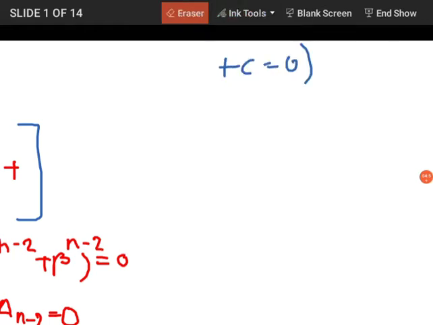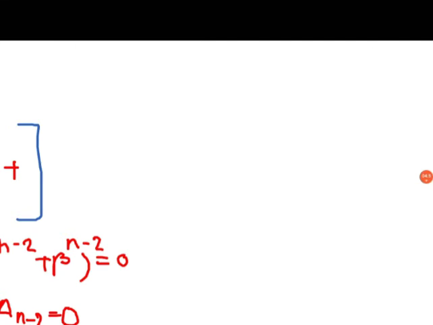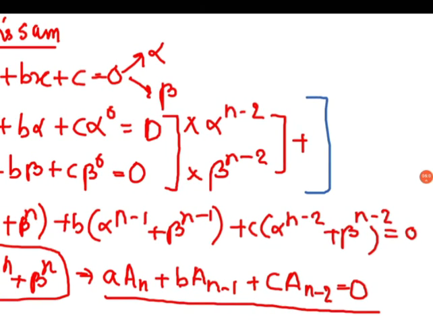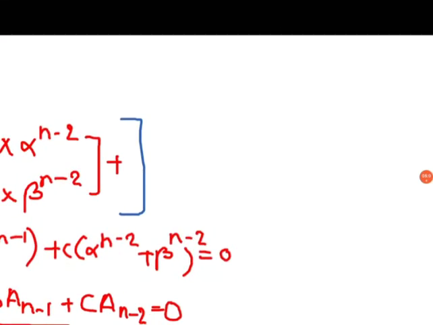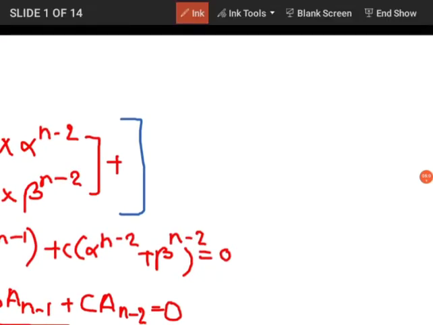So generalizing this idea, we have previously multiplied it with alpha raised to the power n minus 2 and beta raised to the power n minus 2. Now can we also multiply it the same with, say, p alpha raised to the power n minus 2, and p can be any natural number or anything, right? P is a constant. It's better to say p is a constant. P can be anything.